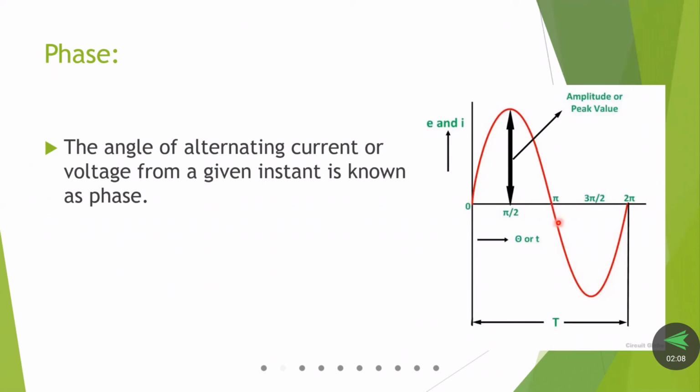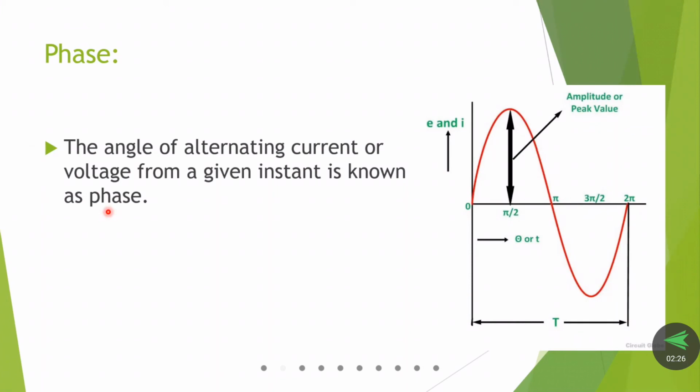So the change in the angle of the alternating quantity is called phase. The angle of alternating current or voltage from a given instant is known as phase.